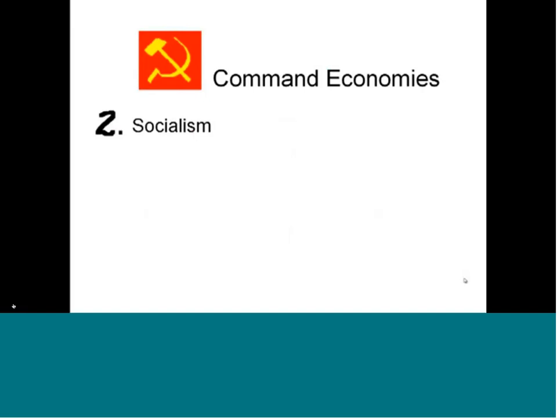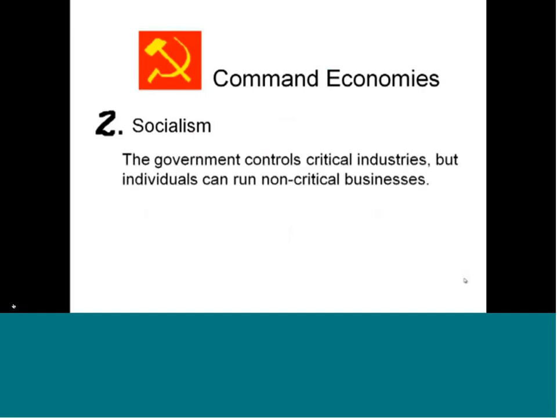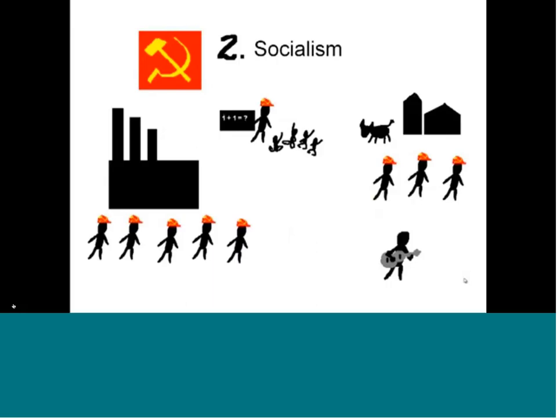The second example of a command economy is socialism. Remember, in socialism, the government controls critical industries, but individuals are allowed to run non-critical businesses. So in our case, government has determined that a certain factory will get built, making a product that people need. We provide jobs to citizens. Effectively, they are employees of the government.